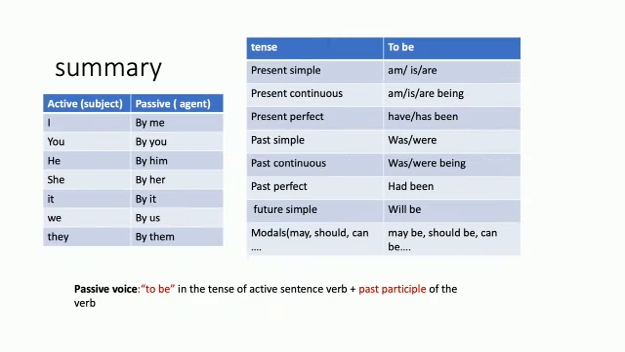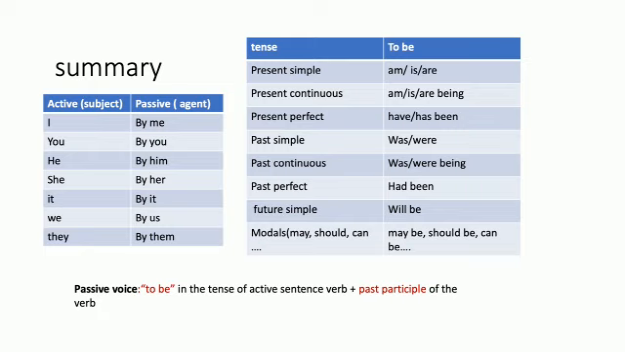Well, next, we have only one slide. A summary of what we have seen. Here in active voice, when the subject is one of the personal pronouns, we know: I, you, he, she, it, we, and they. When you transform from active to passive, they become, as we see in the table, different forms.